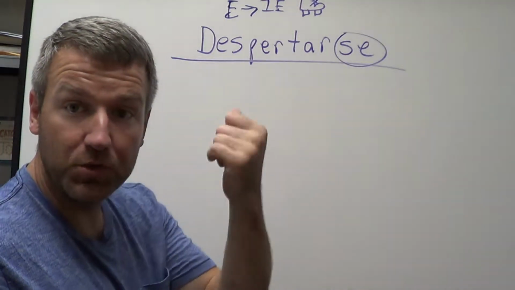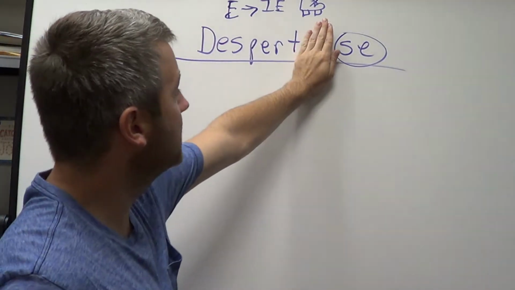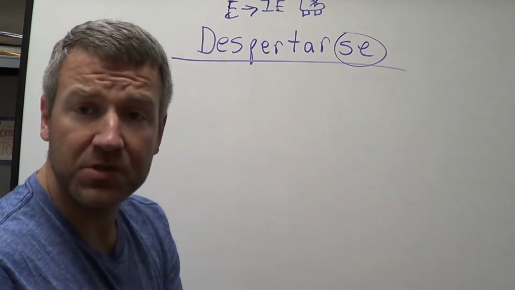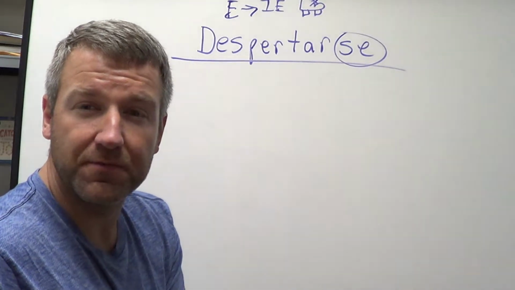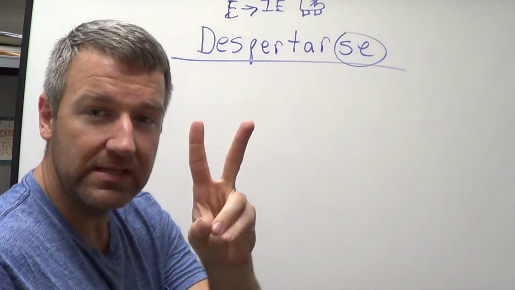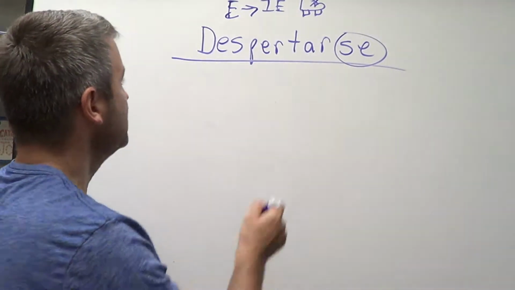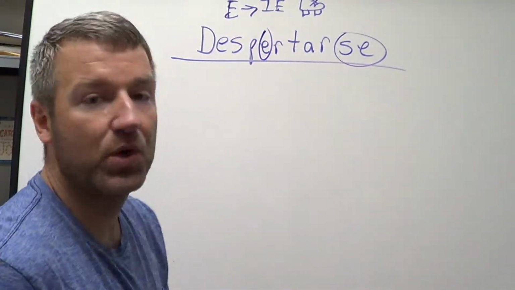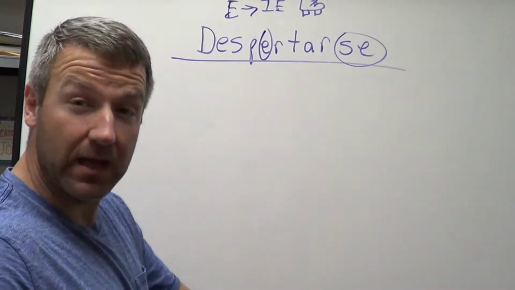But there are two E's in this stem right there, and all the parts except the AR. There's two E's. So which one do we choose? Do you remember? I told you in previous videos, if you have two E's and you know that one of them has to change, it's always the second one. Okay? So it's this one right here that's going to go to an IE. So despertarse means to wake up.